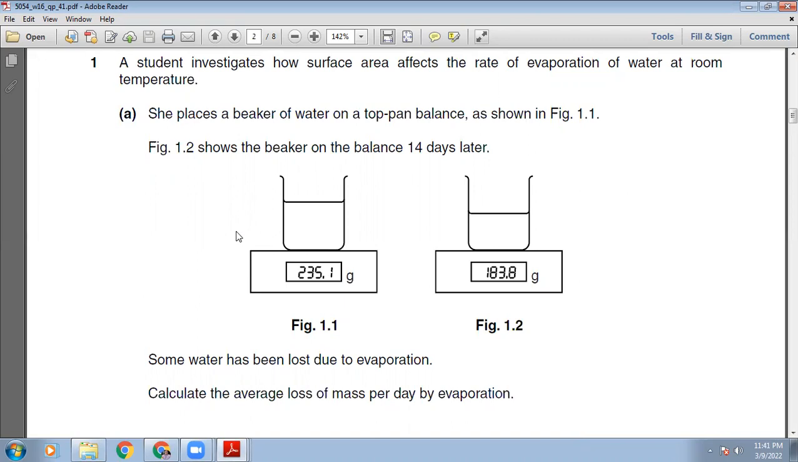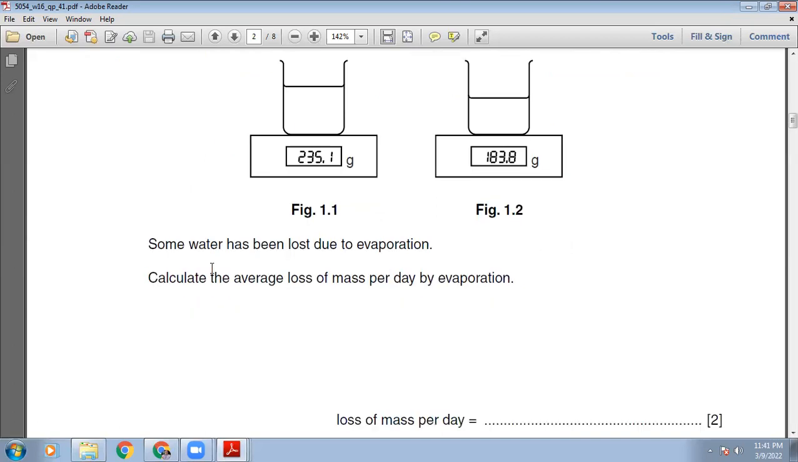The mass of the content and the beaker is 235.1 gram, and after 14 days the mass of the beaker and the contents is 183.8 gram. Some water has been lost due to evaporation. Calculate the average loss of mass per day by the evaporation. So we have to calculate what is the loss per day by the evaporation.